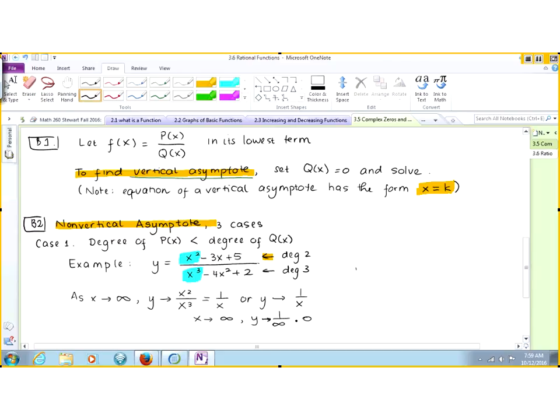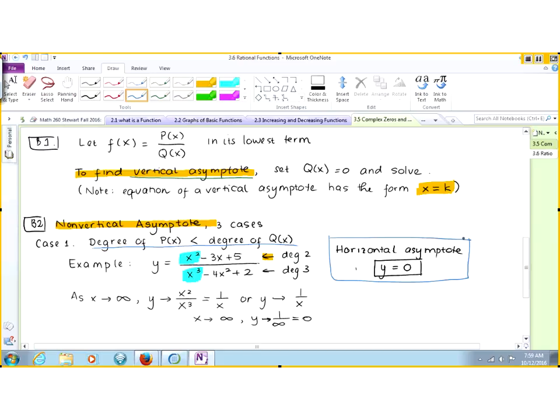This one is not equal to, so as x goes to infinity, y approaches 0. So in this case we have a horizontal asymptote, which is y equals 0. This is case 1: if the degree of p of x is less than the degree of q of x, then we have a horizontal asymptote, which is y equals 0. Why? Because you have 1 over infinity, and 1 divided by a very large number is 0. So that's case 1.